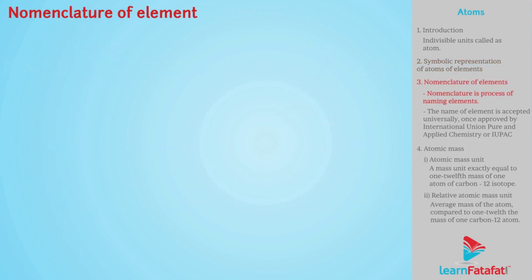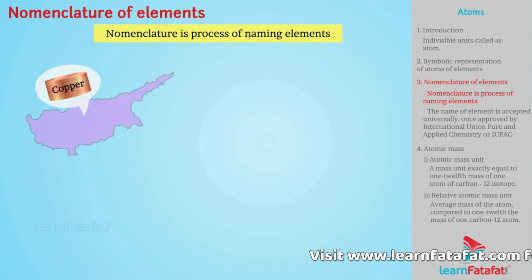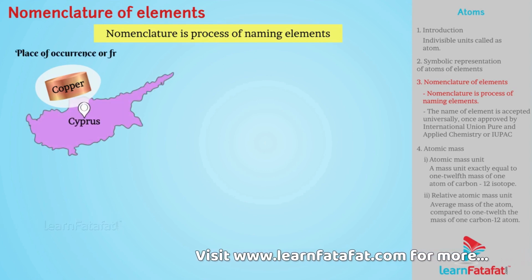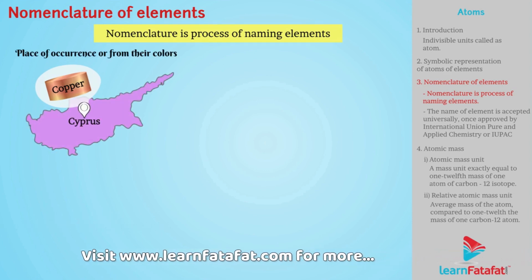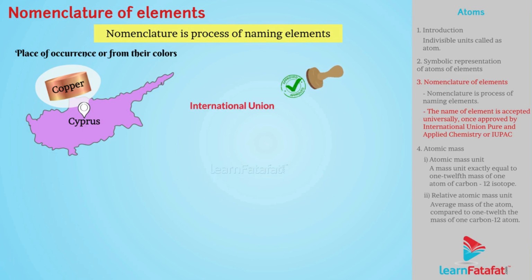Nomenclature of elements. Nomenclature is the process of naming elements. Names of elements are often derived from their place of occurrence or from their colors. Once the name of an element is approved by the International Union of Pure and Applied Chemistry, that is IUPAC, it is accepted universally.